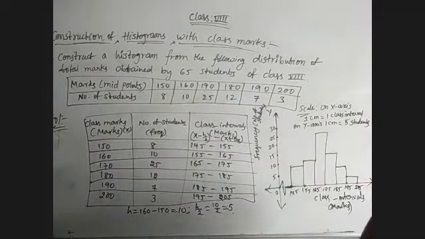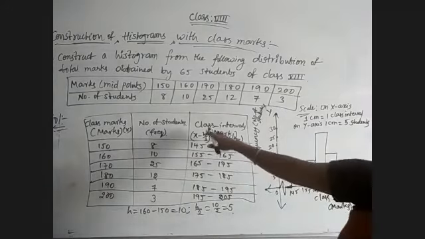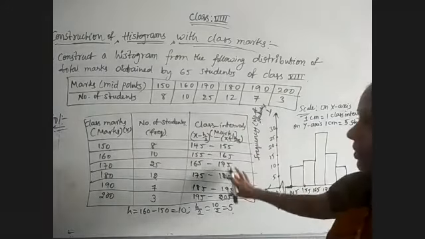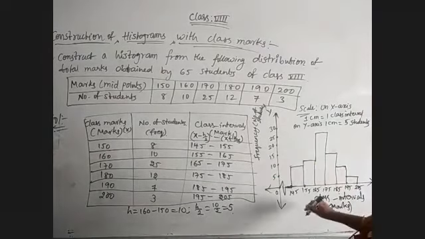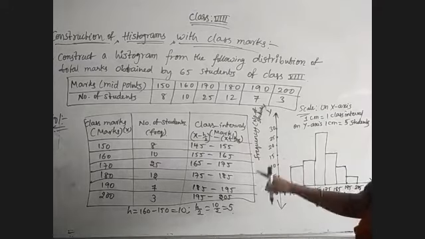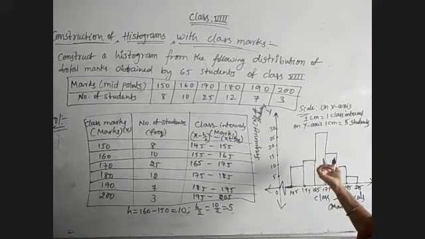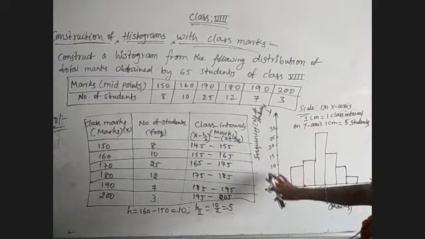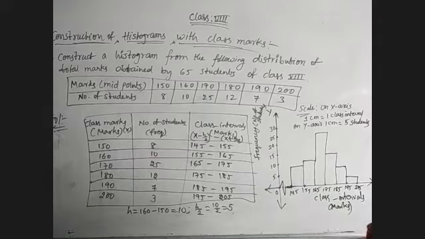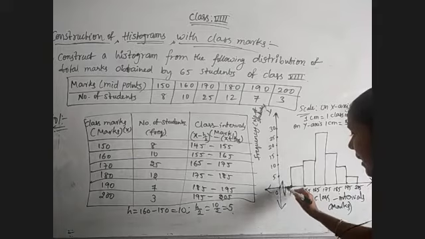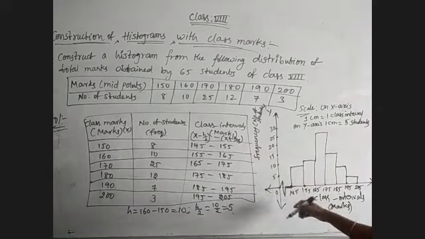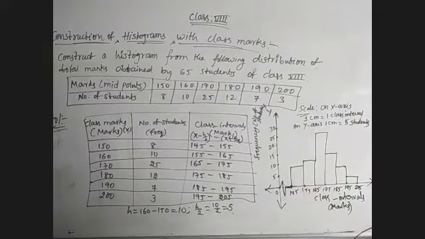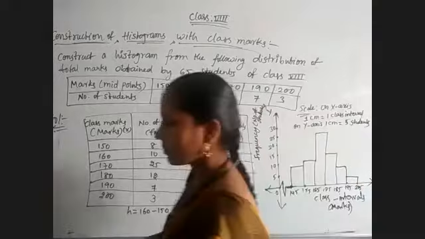Now construction steps also we have to write. First, with the given midpoints, construct the class intervals. Second, choose a suitable scale on the x-axis and y-axis. And third, draw the rectangles for the respective frequencies. That's the required histogram you will get. Here only one difference: directly from 0 we did not get the class intervals, so some values are missing. That's why we are keeping this gap to represent it.